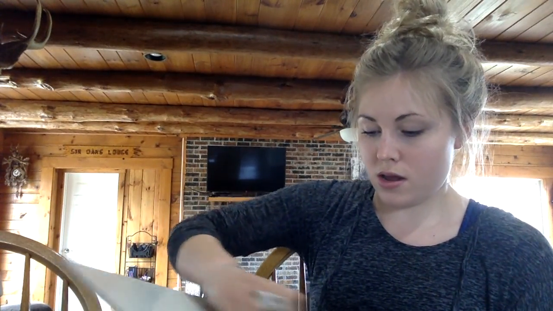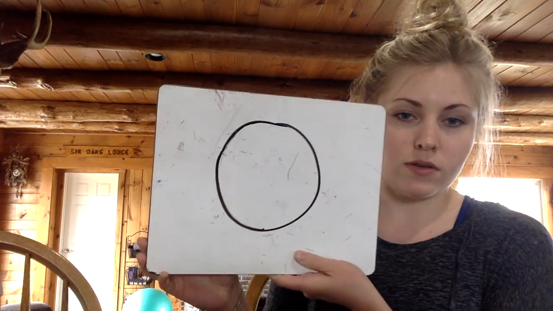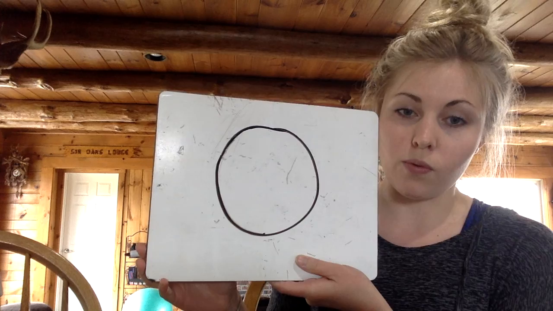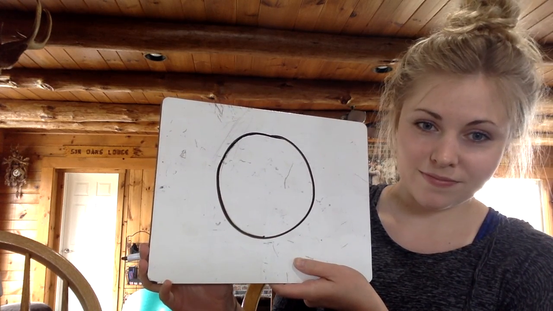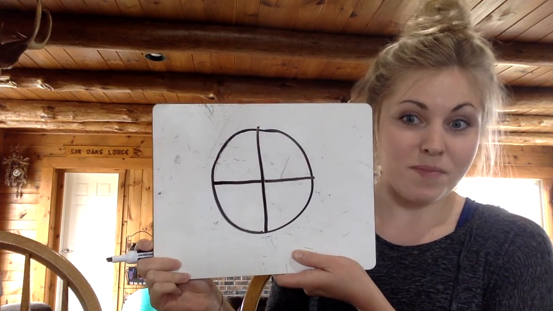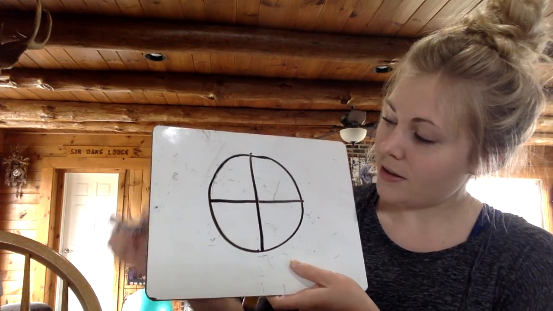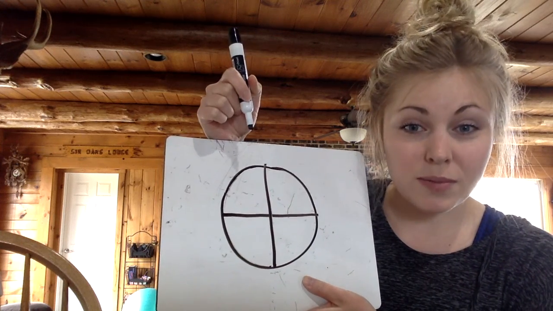I'm going to give you one more shape that I want you to divide into fourths. Let's do that circle. Show me how you would divide this circle into 4 equal pieces. I'm showing you mine. Maybe ours match. I don't know, we'll see. Okay, now I want you to label it.